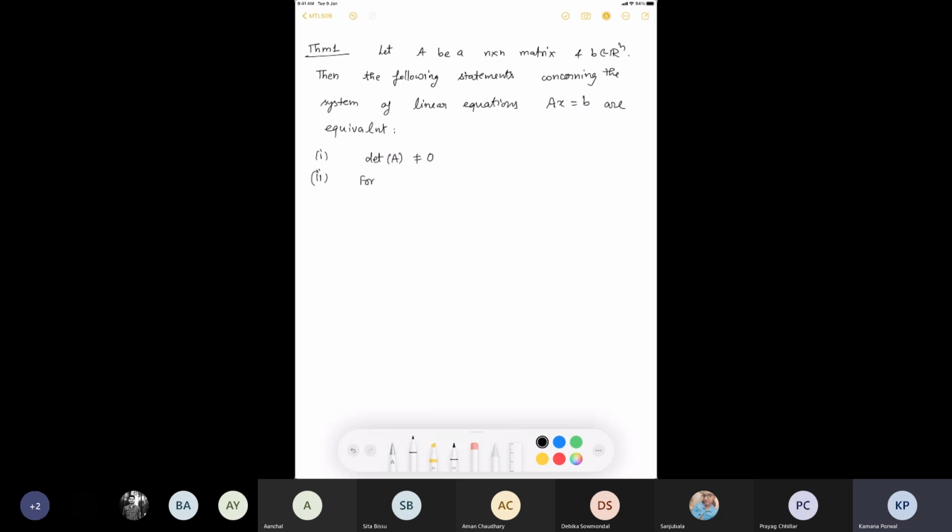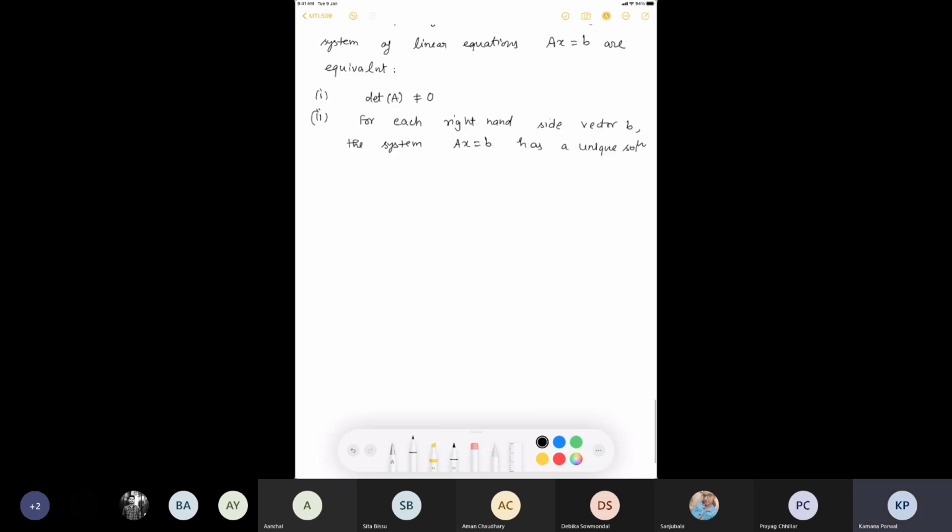Now, for every right hand side vector b, the system Ax is equal to b has a unique solution. And it is equivalent to say that, in particular, if I consider Ax is equal to 0, that is, if we take b equal to 0, then the only solution is going to be the trivial solution.